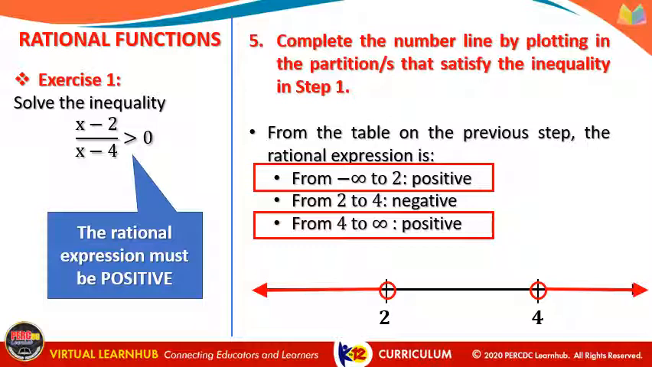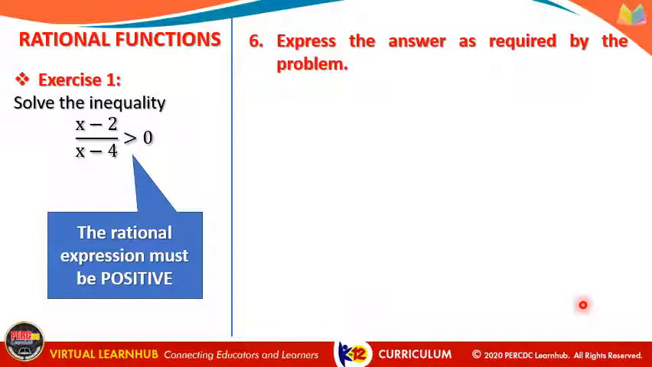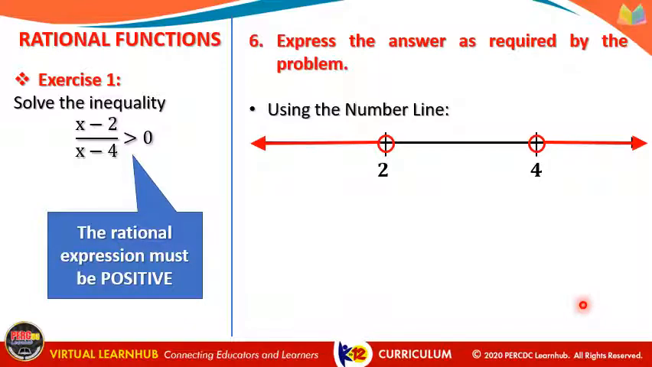Pero minsan, hindi number line ang kailangan ng tanong. So, for our last step, let's just express our answer on other forms. Again, in terms of our number line, ito yung sagot. Kapag naman ang gagamitin natin ay set builder notation, this means all real numbers that are less than 2 or greater than 4. Ang kasama sa mga sagot natin is mga numbers na mas mababa sa 2 o di kaya mas mataas sa 4.